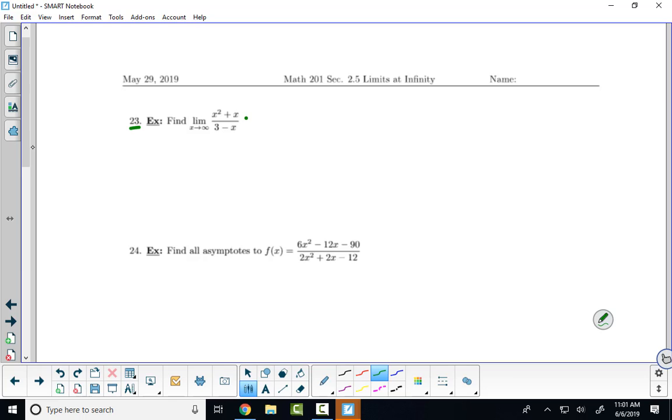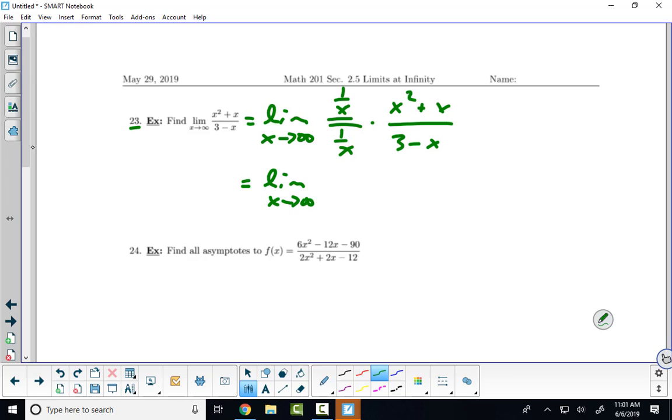So this is equal to the limit as x approaches infinity. What's my trick here? What's the one weird trick that gets us through this? We're going to multiply this by 1 over x raised to the highest exponent seen in the denominator, which is what in this case? 1. So we're going to multiply by 1 over x divided by 1 over x. When we do so, we get the limit as x approaches infinity of, now I'm going to distribute, x plus 1 all over 3 divided by x minus 1.